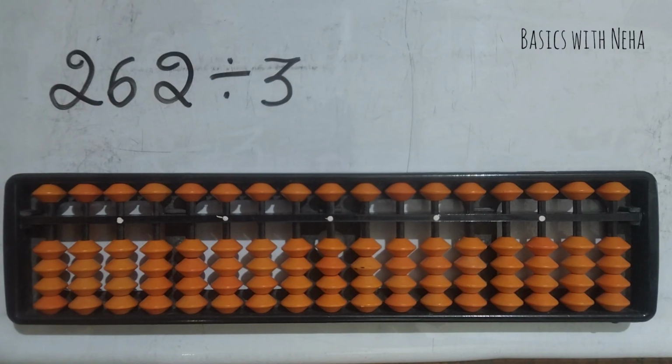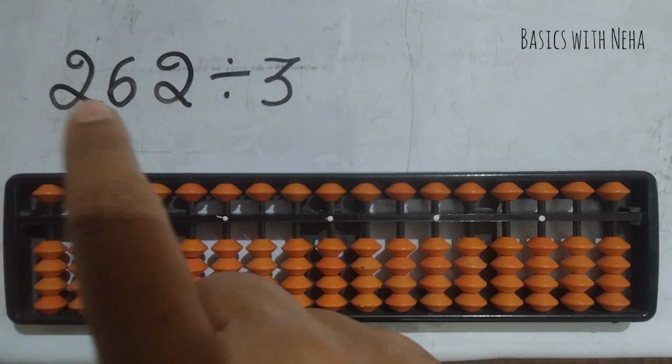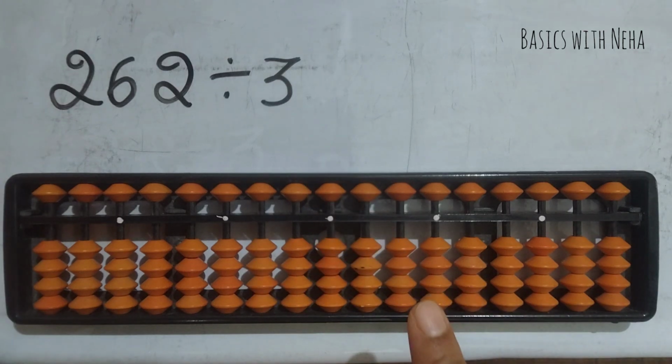In today's video, I'm going to show you how to do 3-digit divided by 1-digit division using the Abacus tool. If you have still not watched the part 1 video of division, where I've explained the parts of division and the basic rules of division in the Abacus, kindly do watch that. The link is in the description box below.